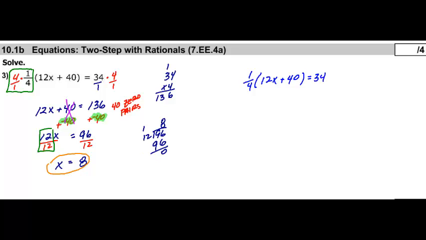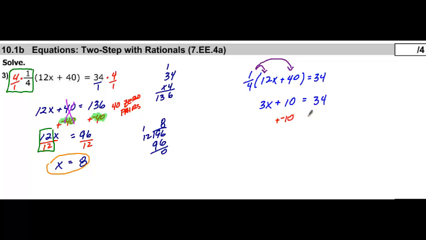Now let's look at the second way we could do this problem. The second way we could do this is we could distribute the 1/4. So we could say, what's 1/4 of 12x? Well, 1/4 of 12 is 3, so that's 3x. And what's 1/4 of 40? 1/4 of 40 is 10, so we get 3x plus 10 equals 34.